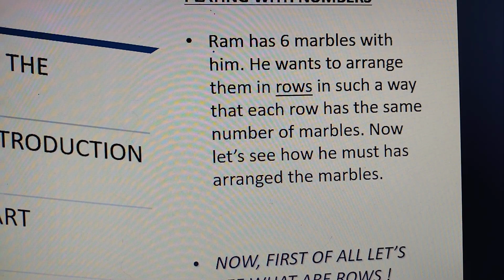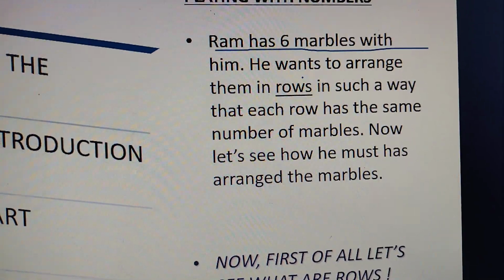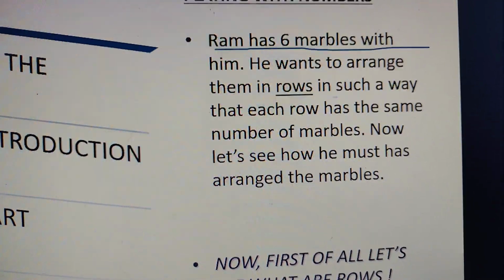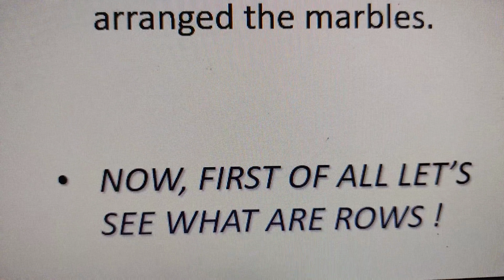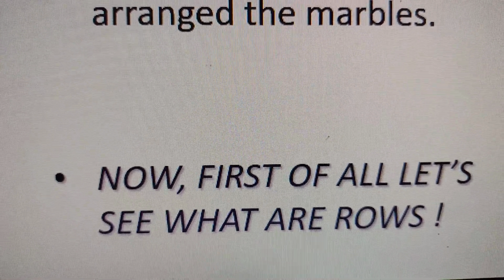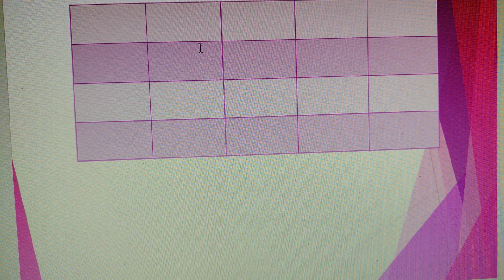Now see, Ram has 6 marbles with him. He wants to arrange them in rows in such a way that each row has the same number of marbles. First of all, let's see what rows are. The picture you can see on your screen is of tables. Through these tables we are going to understand what rows are.